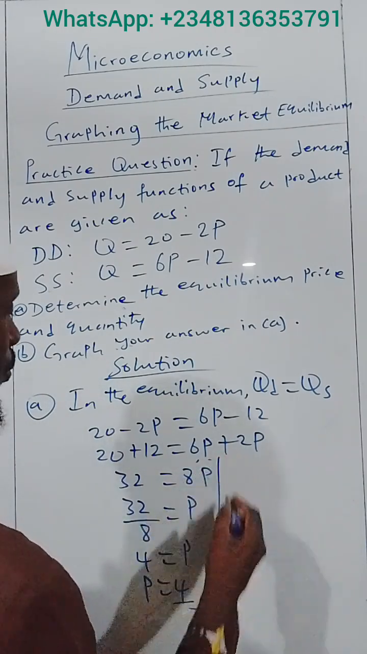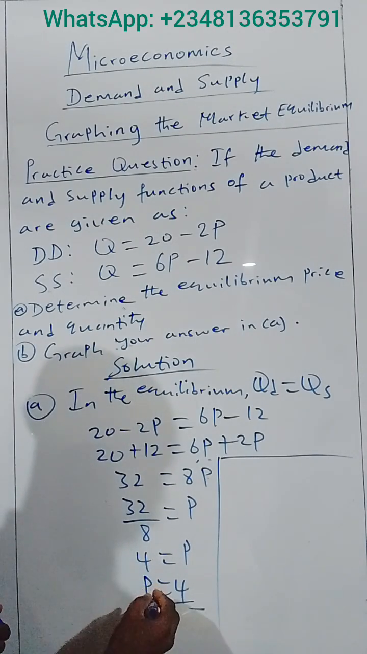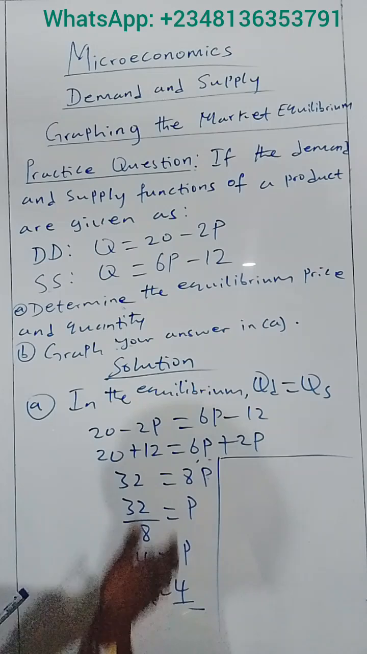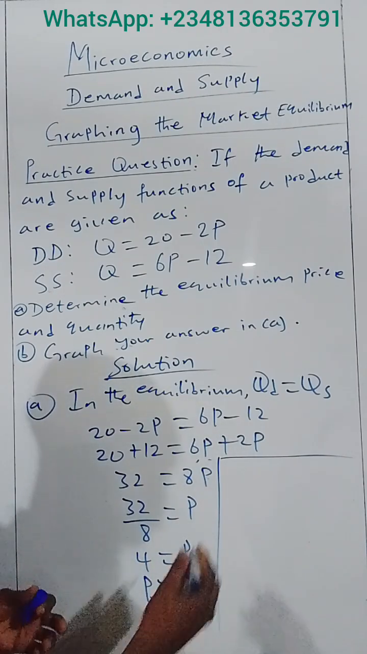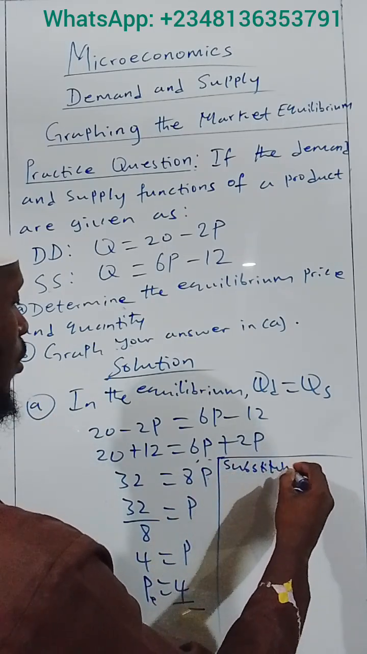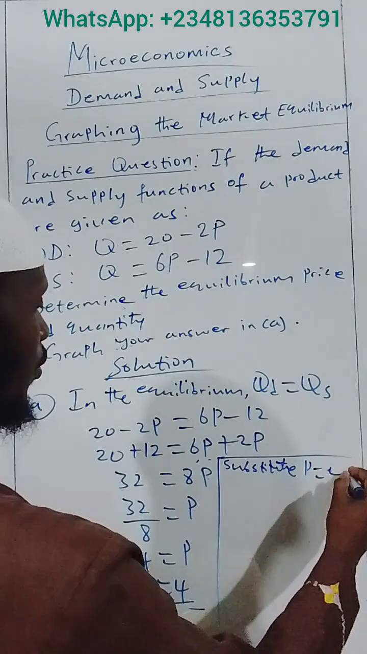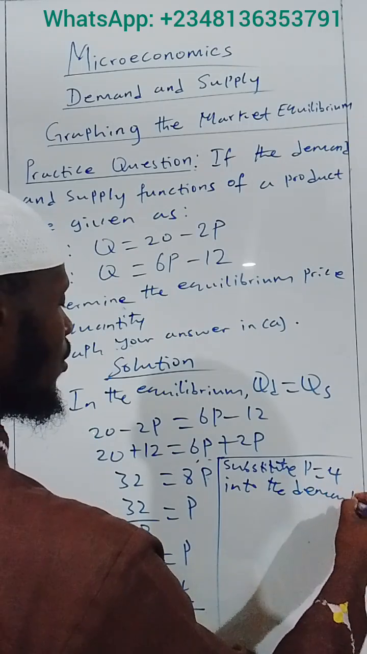What is the equilibrium quantity? To get our equilibrium quantity, we are going to substitute the equilibrium price, PE, into either the demand function or the supply function. Whether we substitute it into the demand function or into the supply function, we are going to get the same answer. So I'm going to use the demand function, so you can try the supply function on your own and compare your answer. Definitely, you are going to get the same result. So substitute P equals 4 into this demand function.